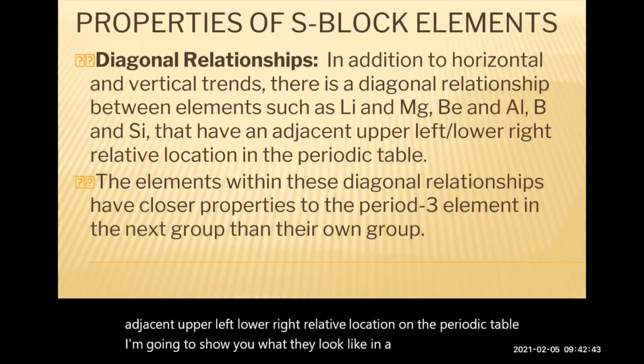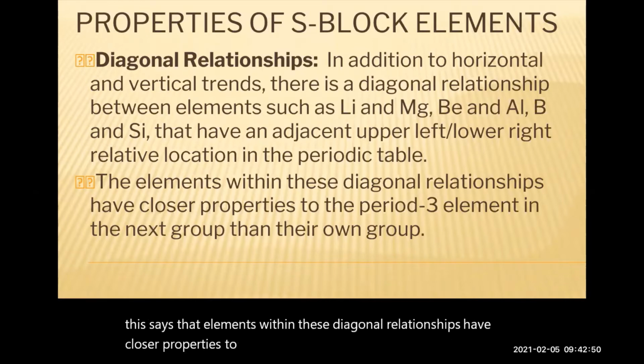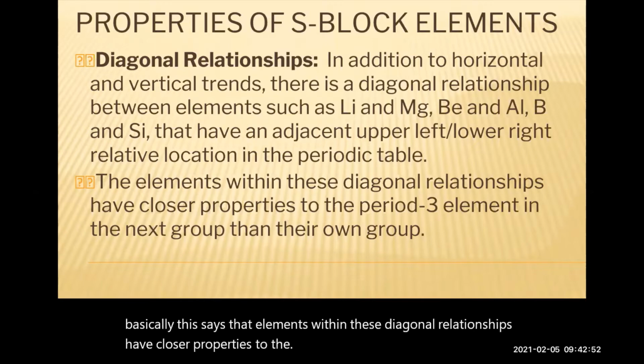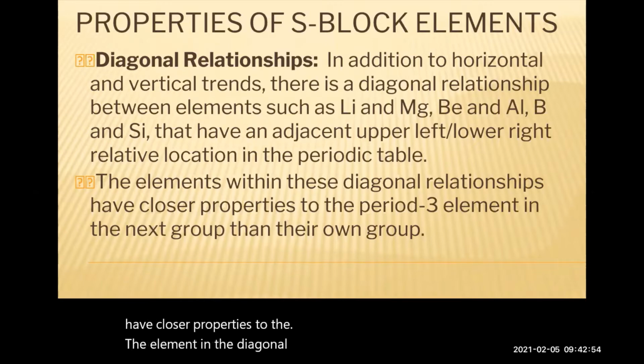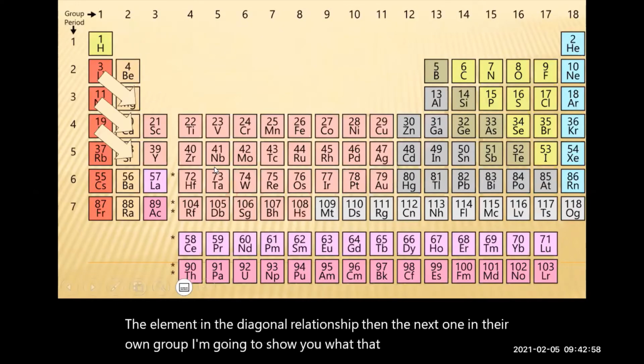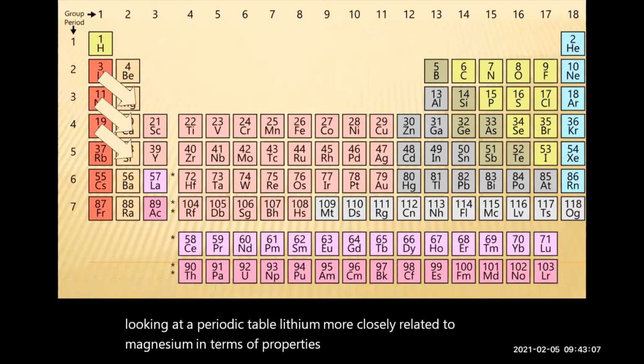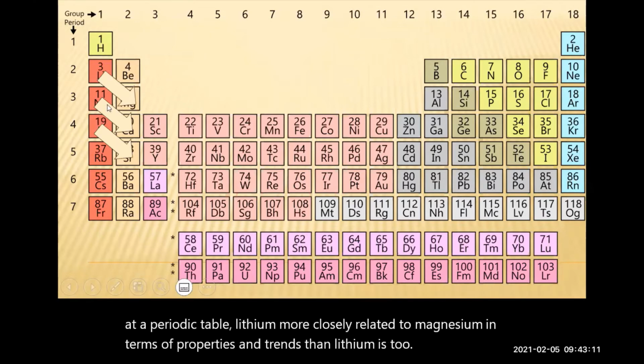But basically, this says that elements within these diagonal relationships have closer properties to the element in the diagonal relationship than the next one in their own group. I'm going to show you what that means. So if we're looking at a periodic table, lithium is more closely related to magnesium in terms of properties and trends than lithium is to number 11.